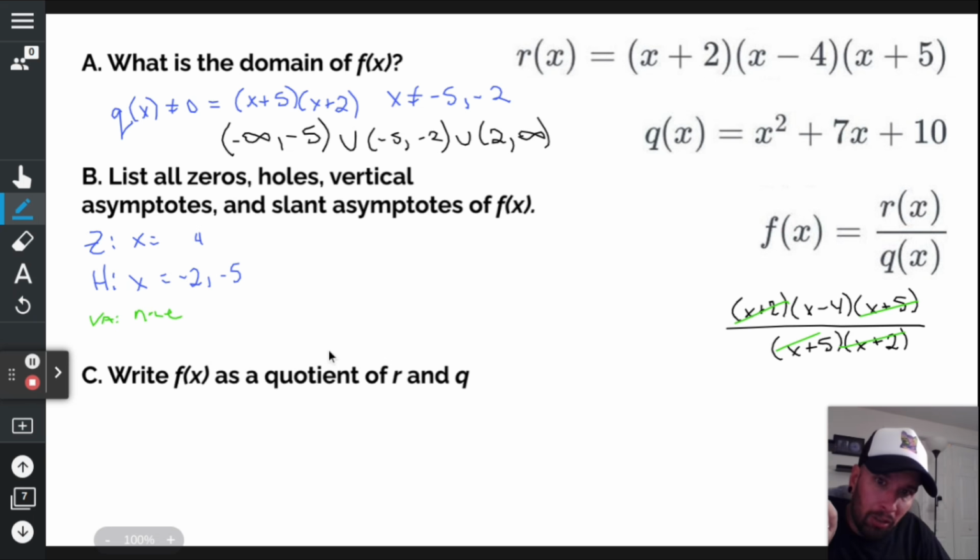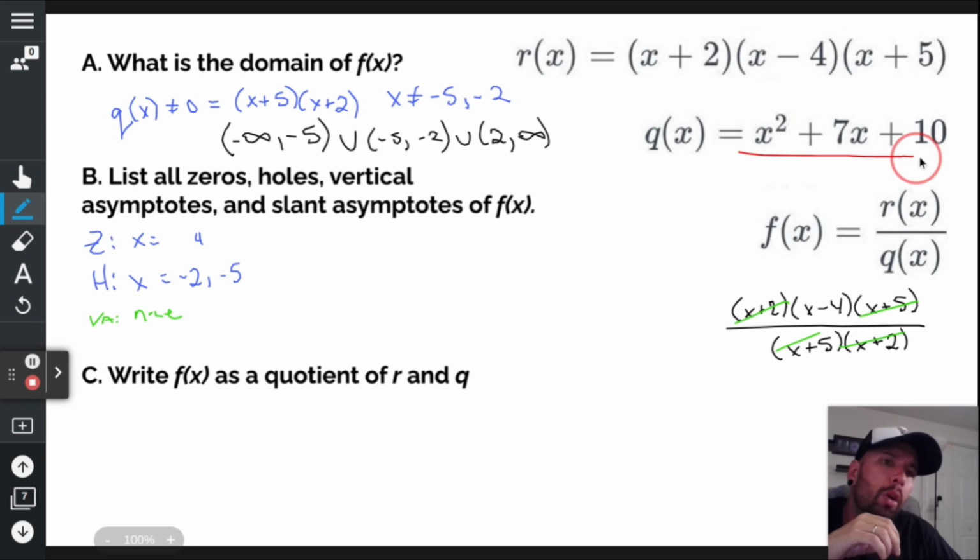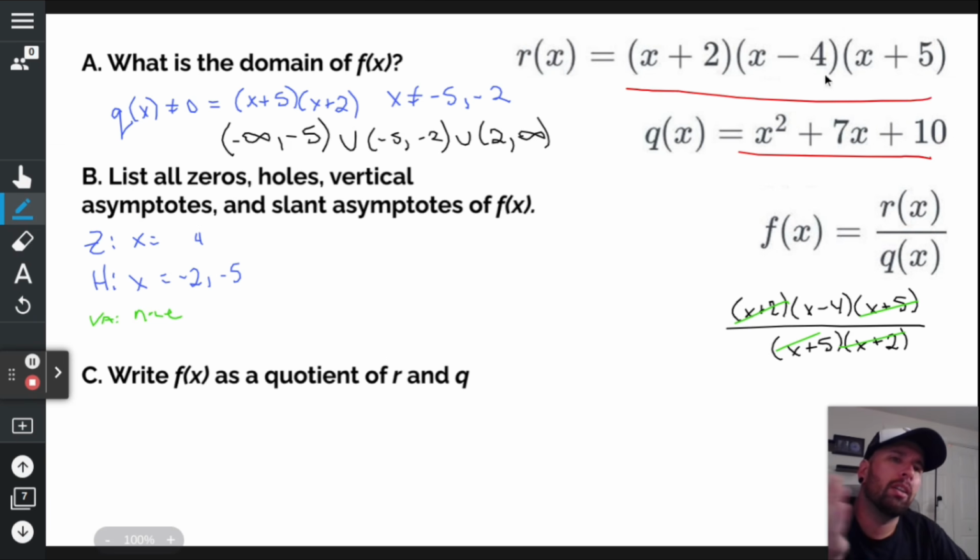My slant asymptote is found by doing polynomial long division. Now, I have q of x. What I don't have is r of x completely simplified out. Okay, now here's the thing. Life is going to be a little good because you'll expect to see things disappear. We'll get there in a little bit. Actually, no, we'll get there now.